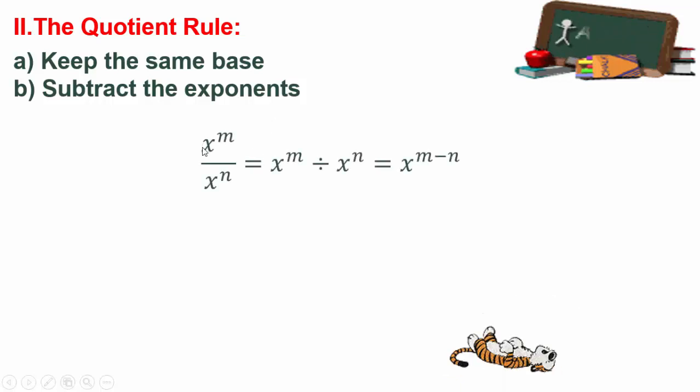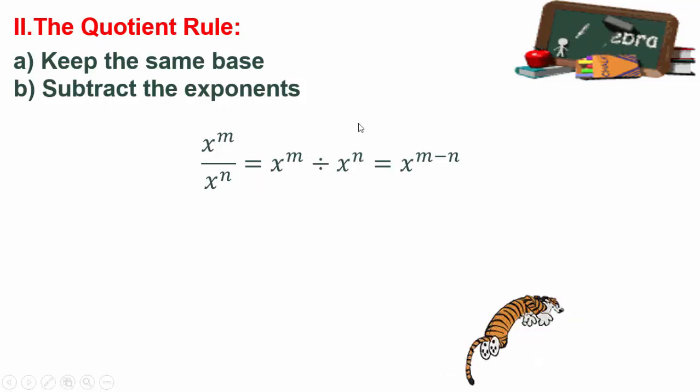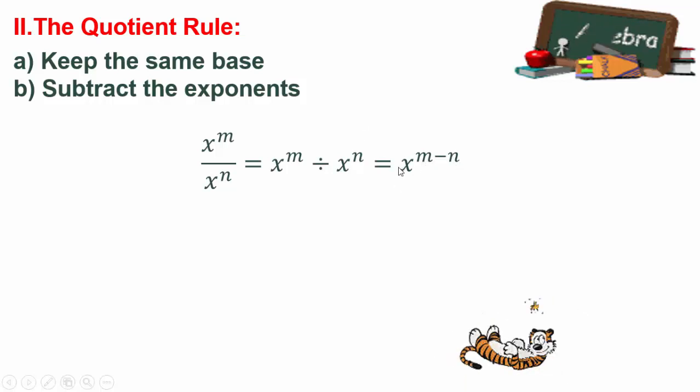So, for example, if we have x to the m and x to the n, that means x to the m is divided by x to the n, and that means we're going to subtract the exponents of x. Notice how the base of both of these is the same, and it's x.